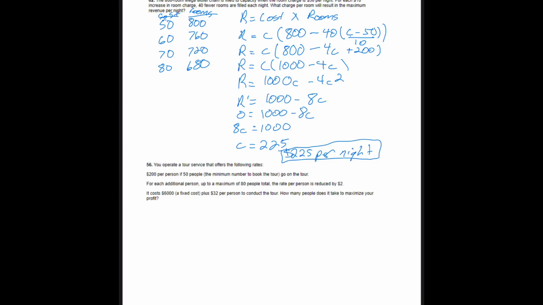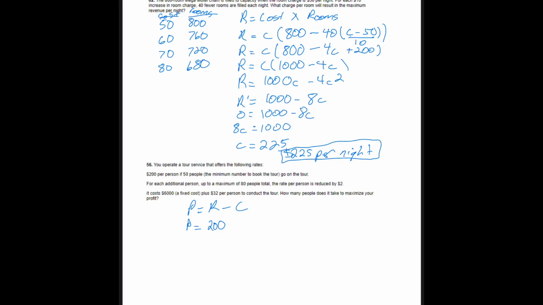So let's try one more of these. So you operate a tour service that offers the following rates: $200 per person. If you want to pause here, you can. It's going to be similar to the problem we just did, but let's go ahead and go through it. So $200 per person if 50 people, the minimum number to book the tour, go on the tour. For each additional person, up to a maximum of 80 people total, the rate is reduced by $2. If it costs $6,000 plus $32 per person to conduct the tour, how many people does it take to maximize your profit? So there is one small difference here, which is profit equals revenue minus cost.